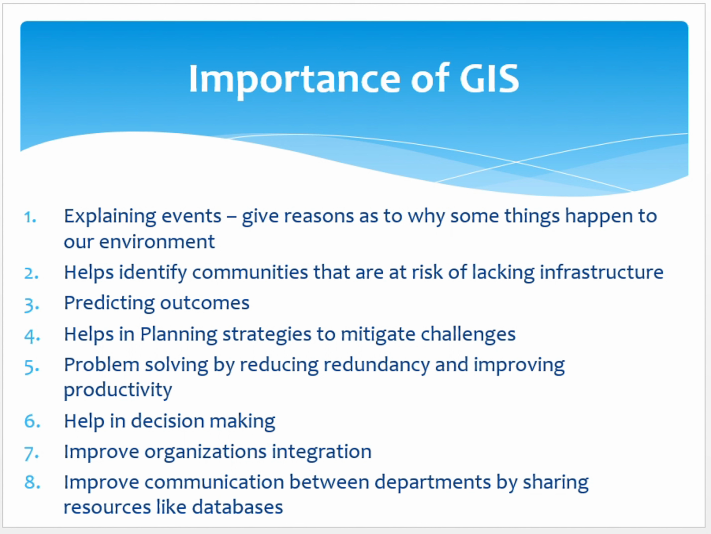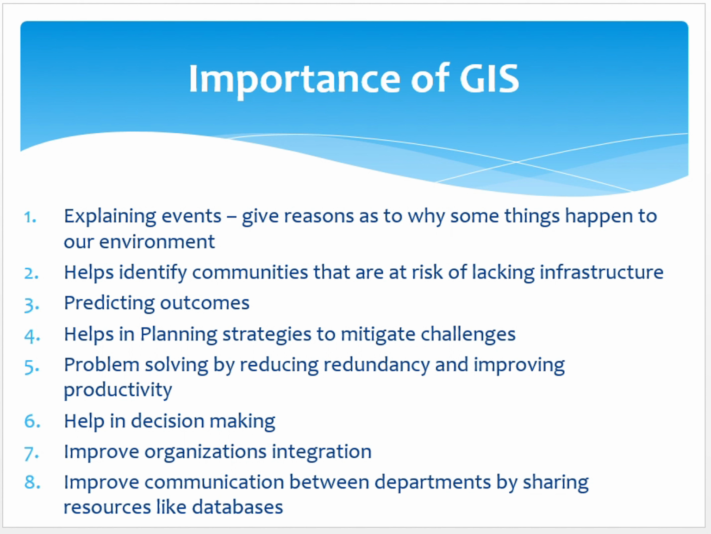Number two, it helps in identifying communities that are at risk. So it helps you to identify those areas that are maybe in danger of experiencing natural events like fire, flooding and the like, high temperatures, very cold temperatures and the like. Another importance of GIS is helping you to predict outcomes. So you're able to predict by studying the clouds, by studying the speed of wind. You're able to predict outcomes, if it is normal or not normal.